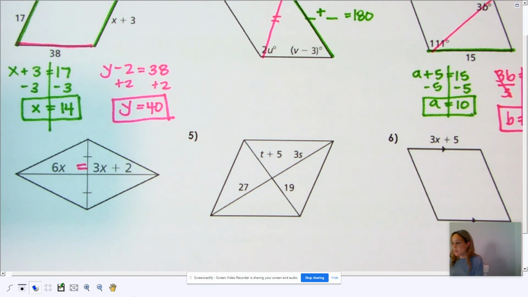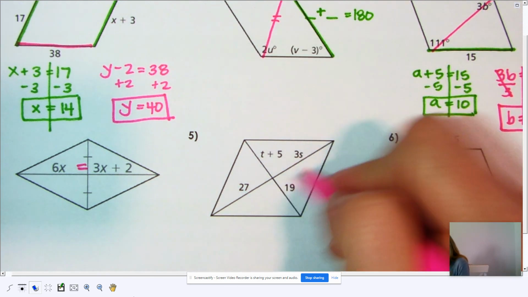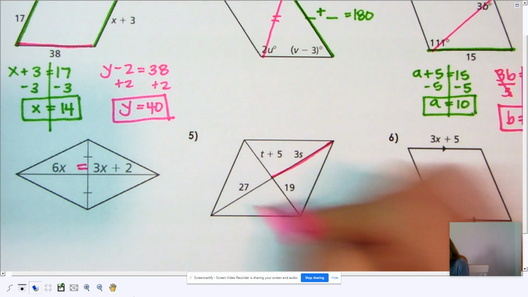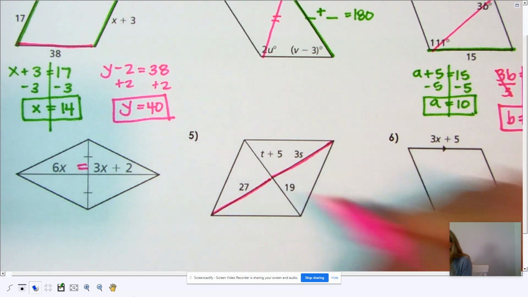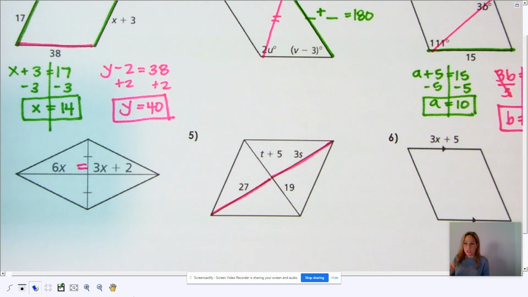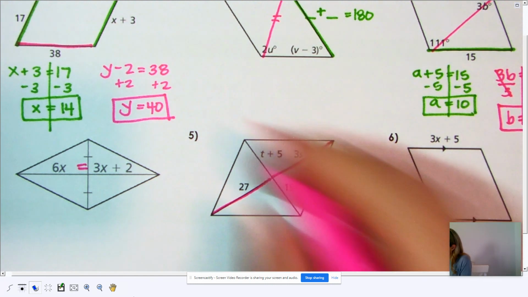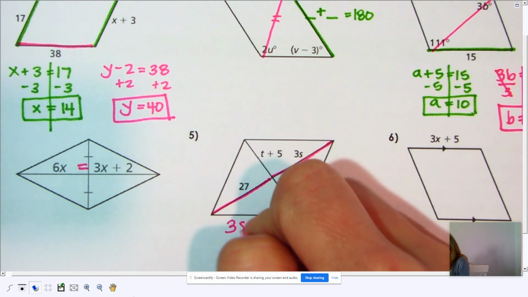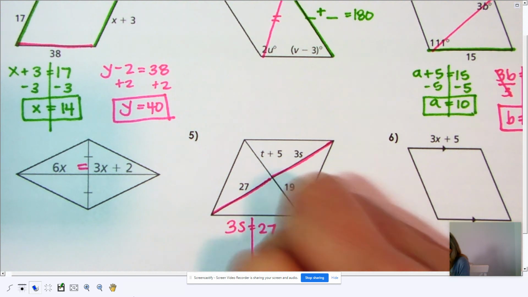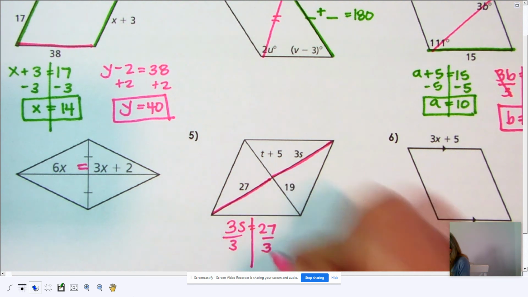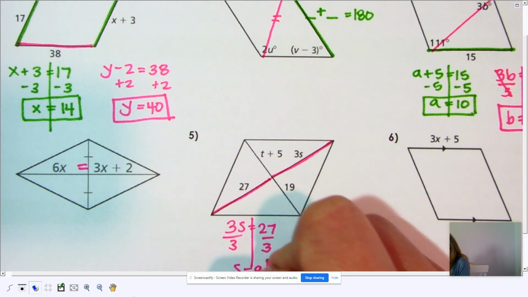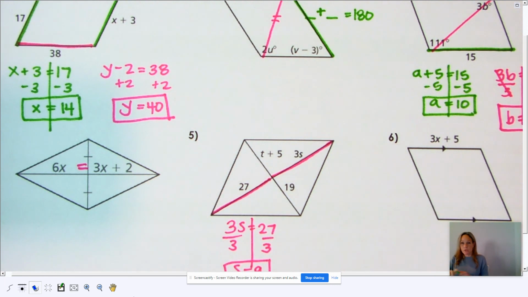Same principle here, we're going to do the S's right now. So that piece is equal to that piece because that diagonal got chopped in half. So I'm going to write out that equation as 3S equals 27. I'm going to divide by 3 on both sides. So S is equal to 9. Now I'm going to do letter T.